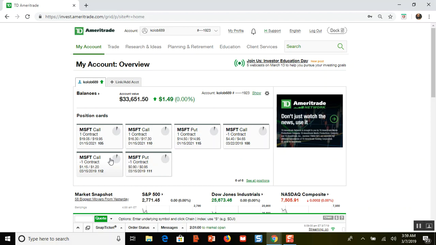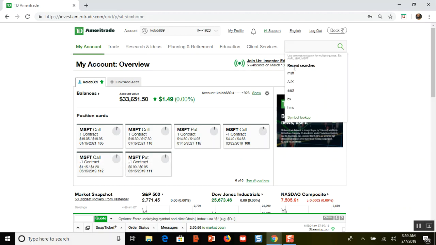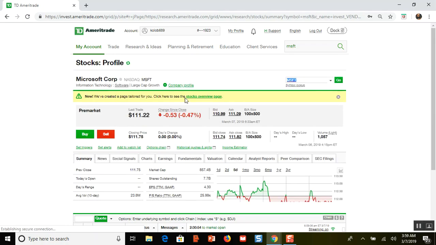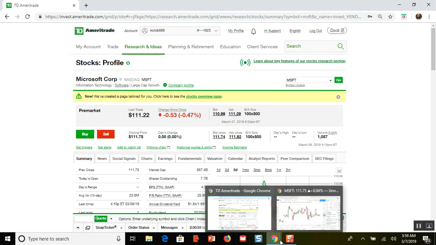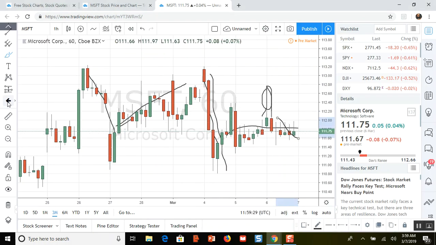Maybe when the market opens here in a couple hours, I'll see what Microsoft does. But when I look at Microsoft and I click on it right there, look at the pre-market, it's already down 53 cents. So I think so far it's looking like I made the right decision getting a put. And who knows how far it'll go down in one day, but I think over the next few days, over the next week, it might go back down to those previous levels that I was pointing out here.